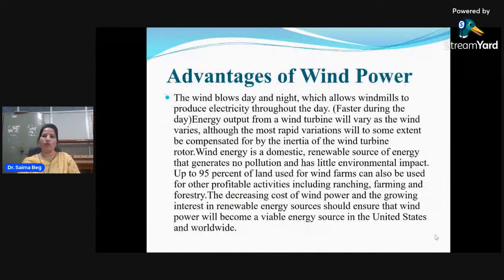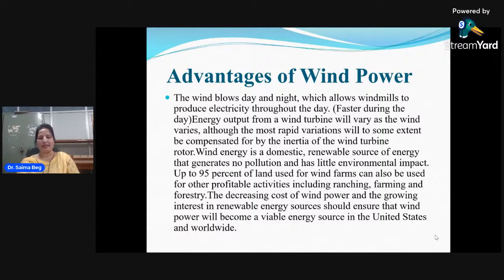Last, we are going to move on to the advantages of wind power. There are different advantages of wind power. The wind blows day and night, which allows windmills to produce electricity throughout the day. The energy output from the wind turbines will vary as the wind varies, although the most rapid variations will to some extent be compensated by the inertia of the wind turbine rotor.